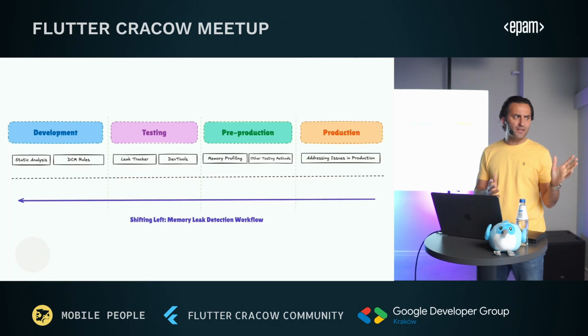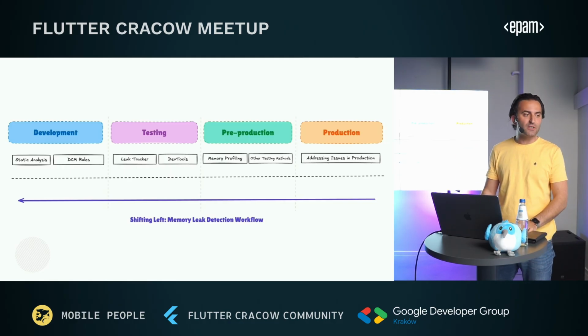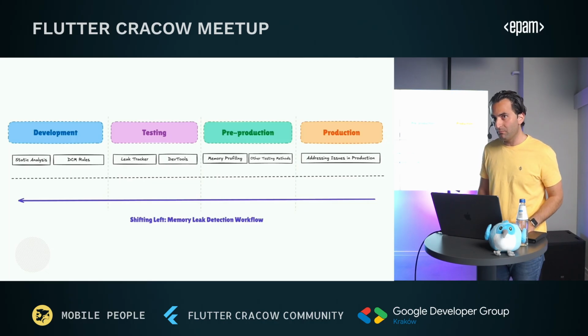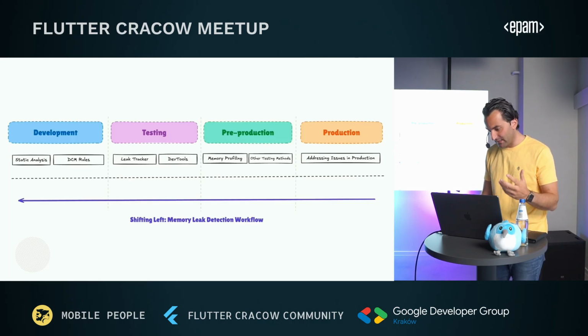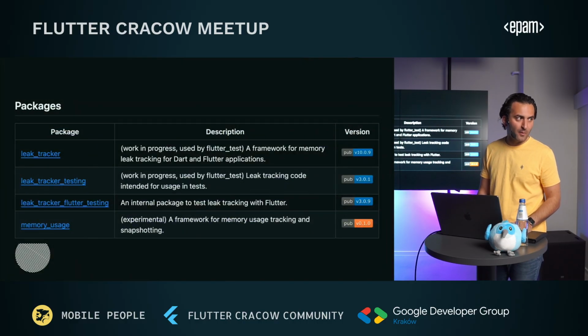So things like, for example, static analysis. You all probably use Flutter lint rules, or some of you may use tools like DCM, or testing locally on your machine. Two tools that I want to mention, if you have not heard about them, maybe you start using them or at least experimenting with them. One of them is Leak Tracker from the Flutter and Dart team.